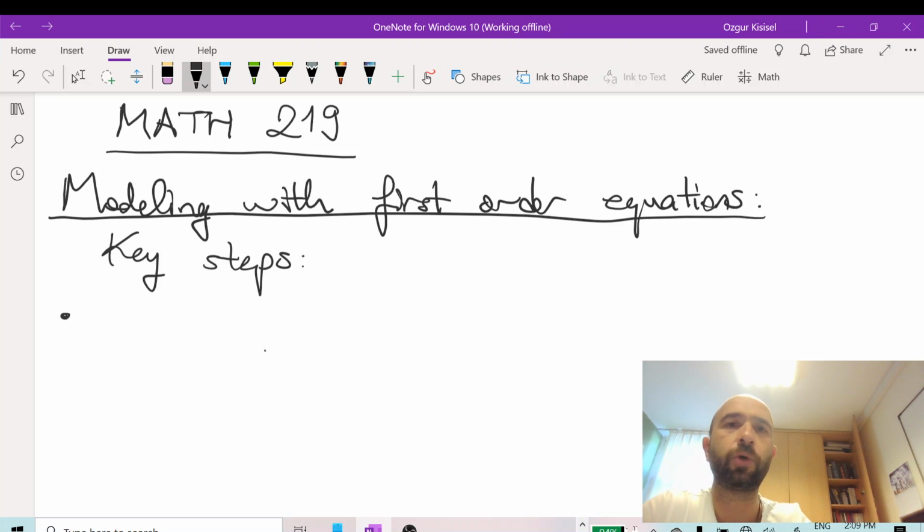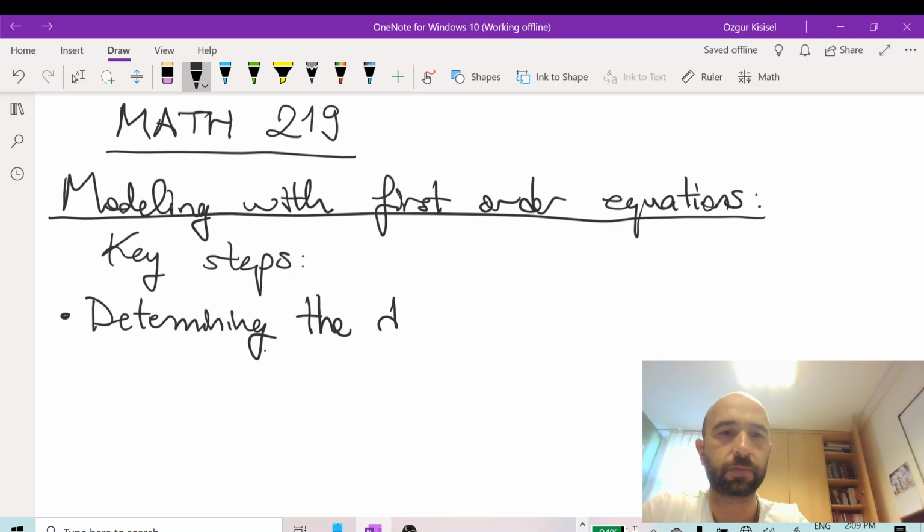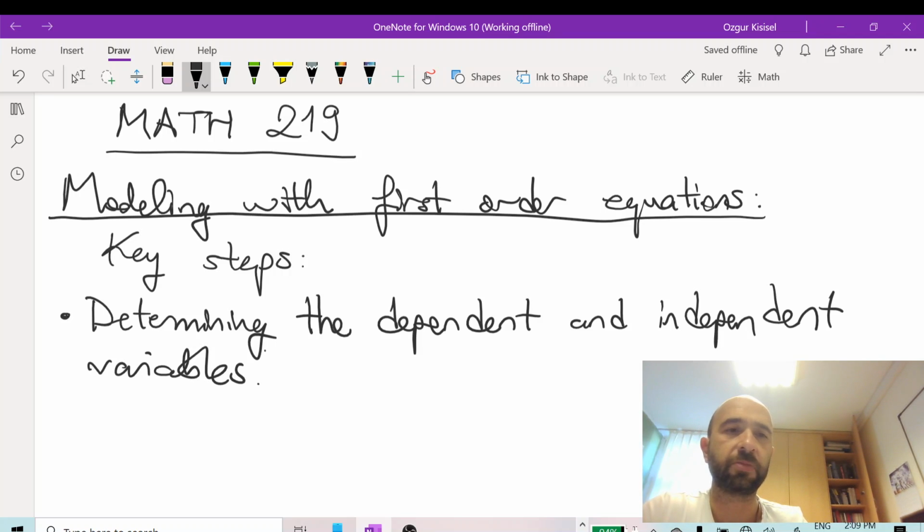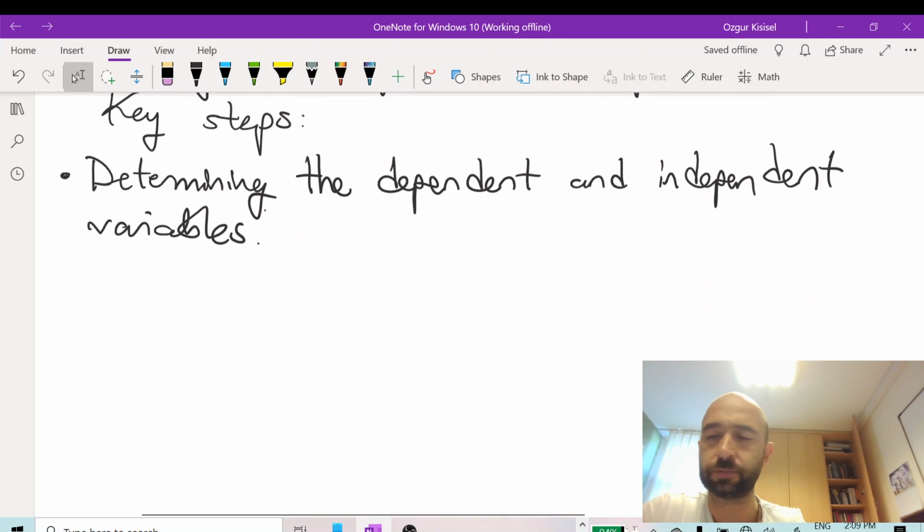Maybe the foremost and most important one is determining the dependent and independent variables, and also giving them names if necessary, like attaching some letters to them.